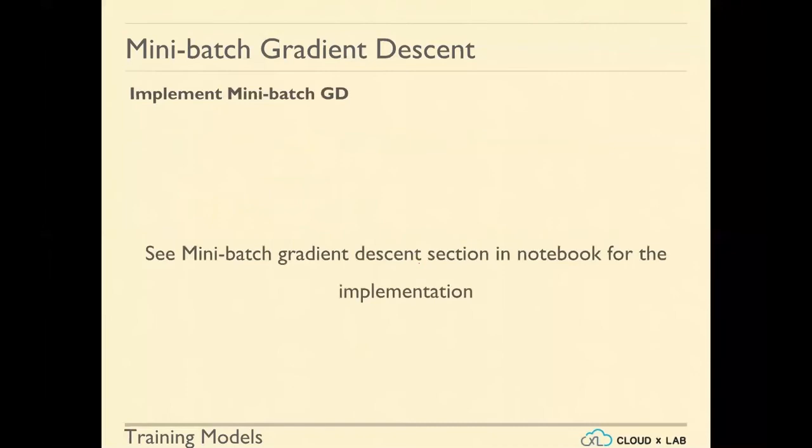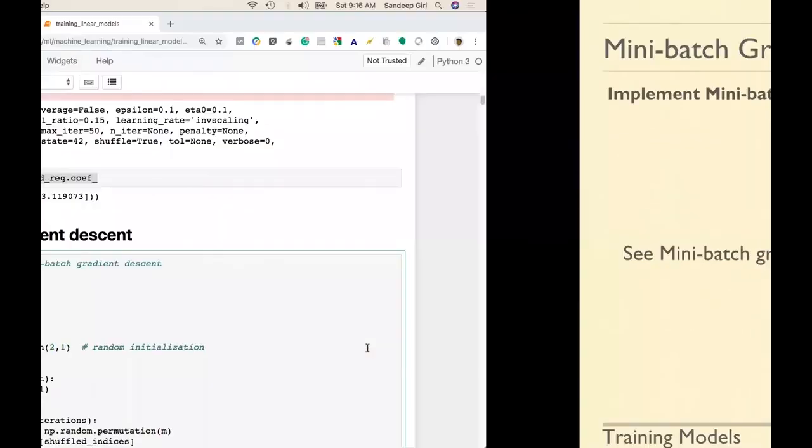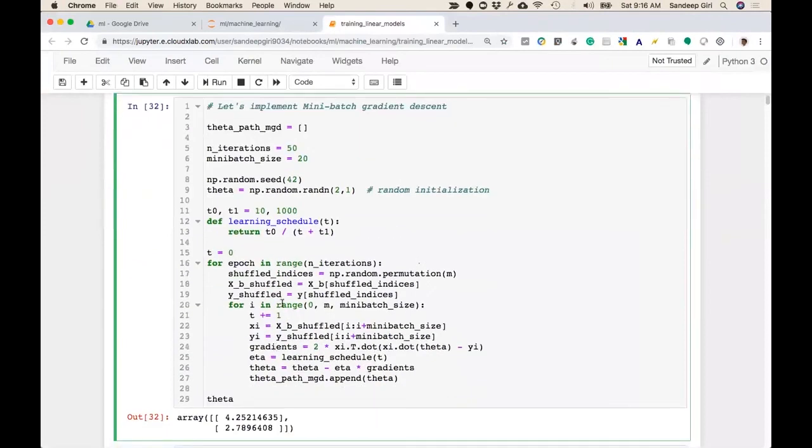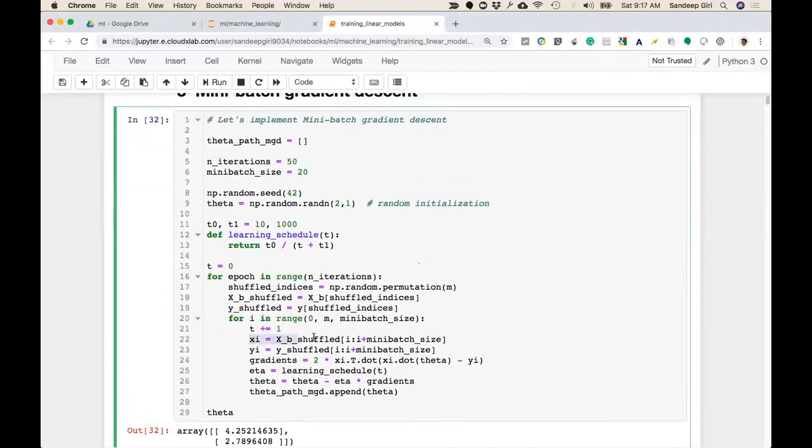Okay, so the mini batch gradient descent section. Let's take a look here. This is how we will implement the mini batch gradient descent. The important part is this part. All we are doing here is running the loop these many times, correct? We are not shuffling the indexes, we are generating a random permutation of m, which means give me a random permutation of the indexes m.